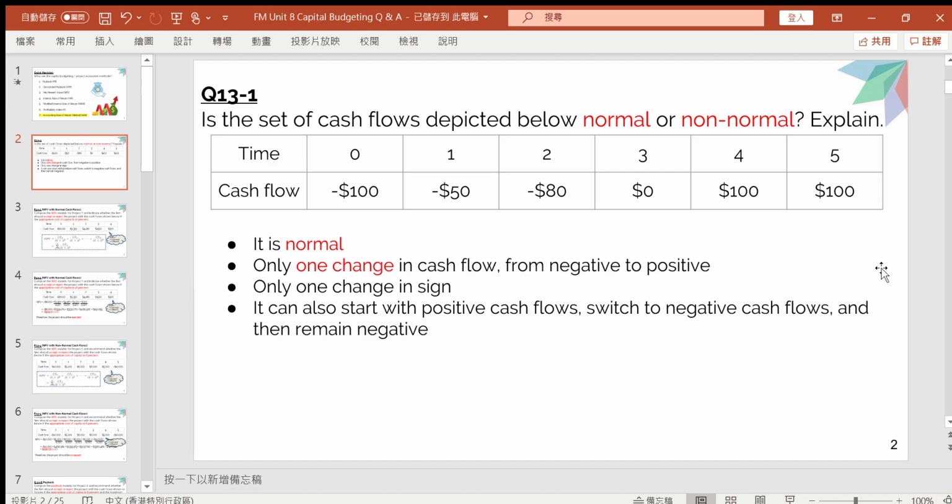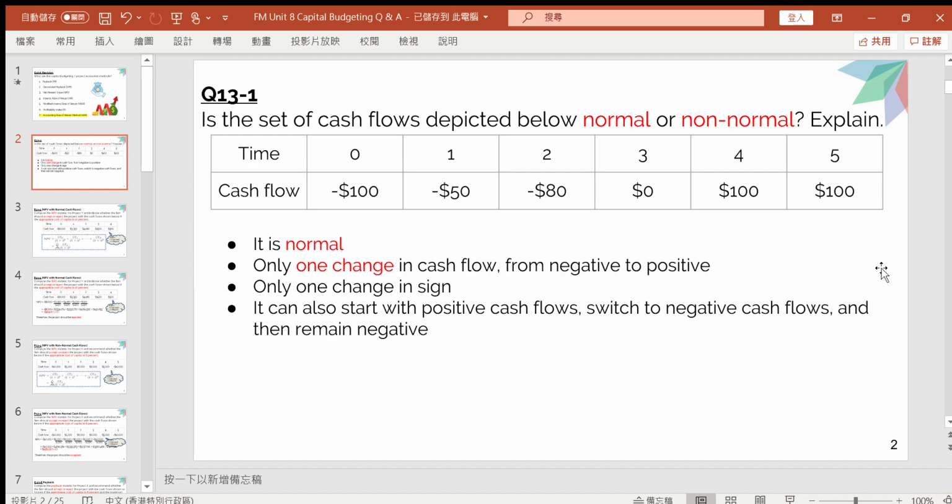Okay, the first question is asking: is the set of cash flows depicted below normal or abnormal, or non-normal? Explain. Now, to determine whether the cash flow is normal or non-normal, we will focus on how many times the sign of the cash flow has changed. If it changes just one time, from negative to positive, then that is a normal cash flow.